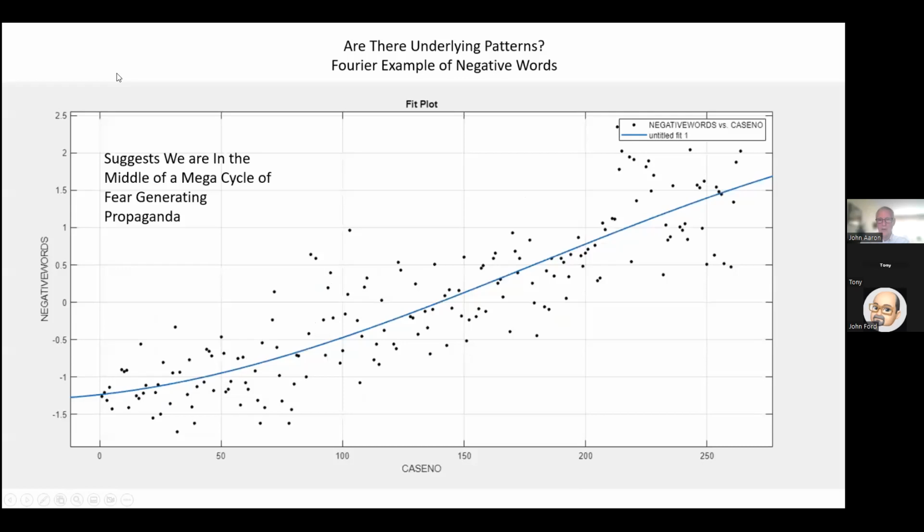And if I look at negative words, we're in the midst of kind of a mega cycle of negativity that is increasing. This started at 8/29, 2022, and this is today. Right over here, you see the cycle of this trend of negativity, which I believe is tied to fear. It drives that. That's coming out of the media.